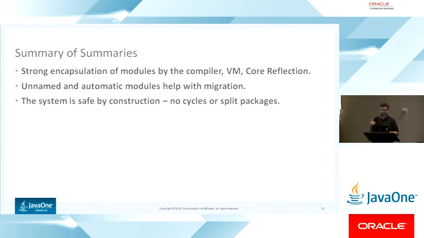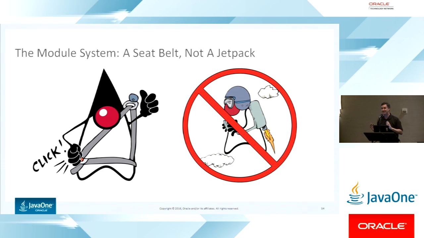Zooming all the way out, here are the three key points. There is strong encapsulation of modules by the compiler, VM, and core reflection. There are unnamed and automatic modules to help with migration. And the whole system is safe by construction, no cycles or split packages. In essence, the module system is a seat belt, not a jetpack.